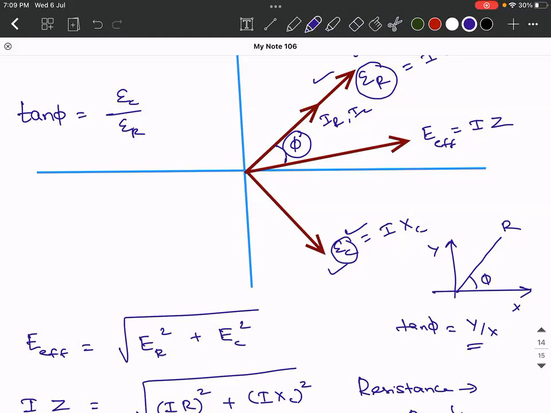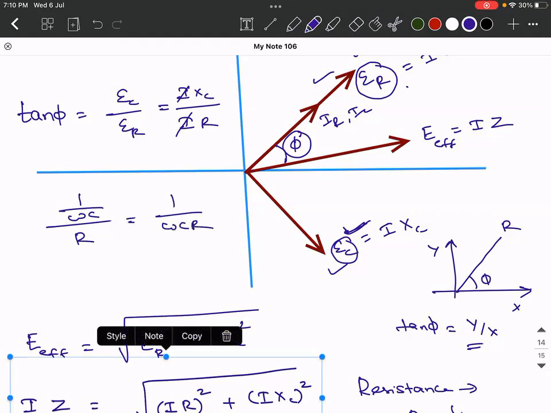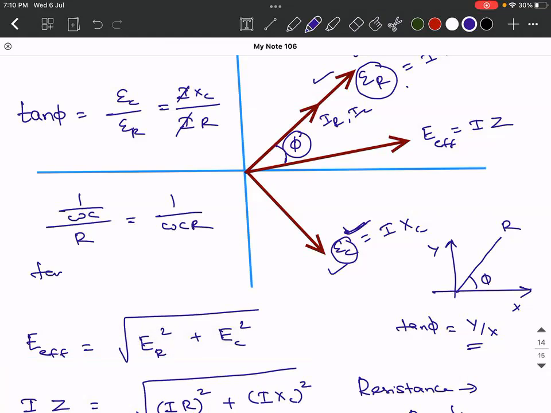So tan phi is opposite divided by adjacent, EC divided by ER. EC is I into XC. ER is I into R. I and I get cancelled. XC is 1 by omega C, divided by R. So this becomes 1 by omega CR. So tan phi is equal to 1 by omega times C into R. So that is the phase difference between the effective value and that of the resistance.